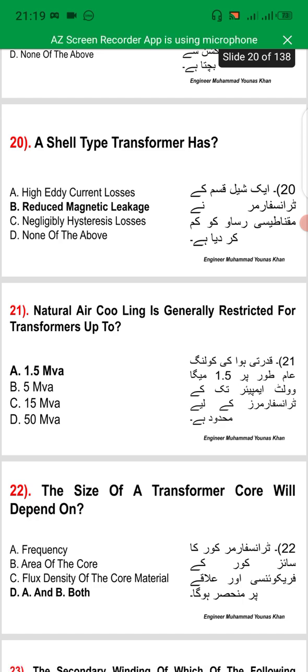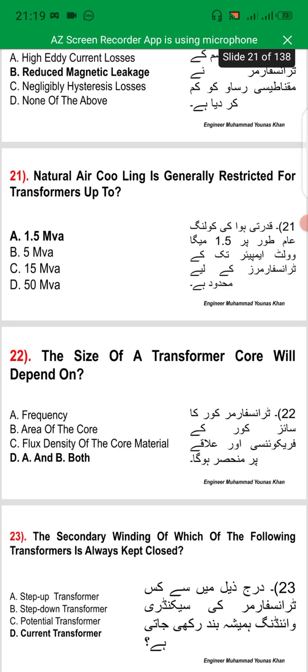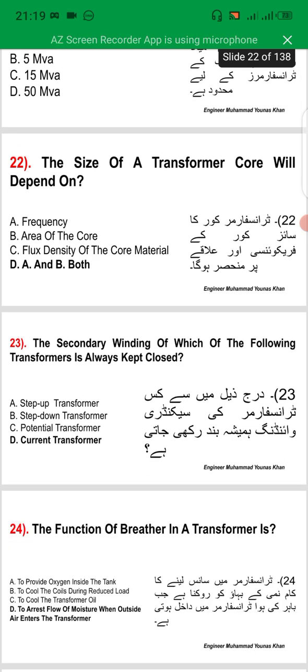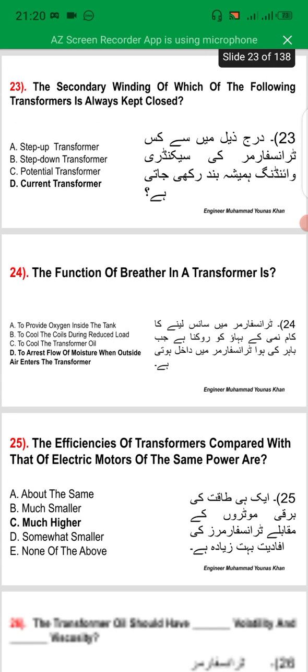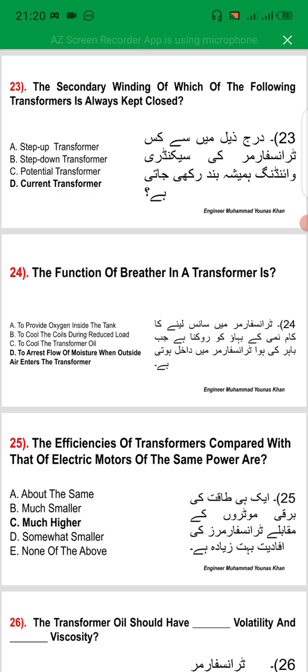Natural air cooling is generally restricted for transformers up to 1.5 megavolt ampere. The size of a transformer core will depend on frequency and area of the core. The secondary winding of which of the following transformers is always kept closed? Current transformer. The function of a breather in a transformer is to arrest flow of moisture when outside air enters the transformer.